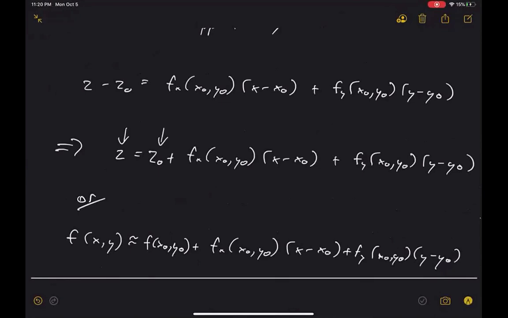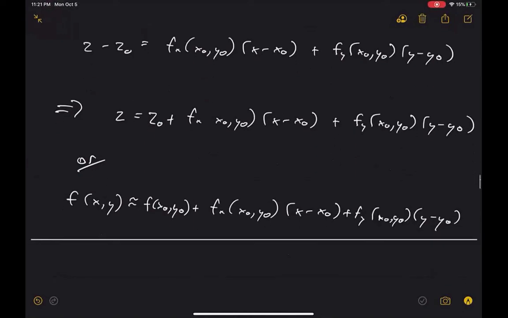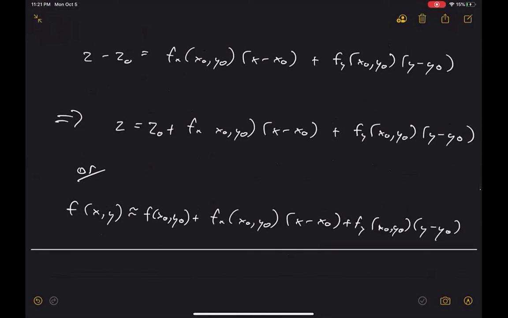So I have z sub 0, which is just a constant. I have my f sub x, and when I evaluate it at the point x0, y0, it's going to be a constant. And then I've got a variable in here. This is going to be a constant. That's going to be a variable. So essentially what I have here is a linear equation in 3 variables. And I'm saying that my tangent plane is an approximation of my function. So this is the equation of my tangent plane.